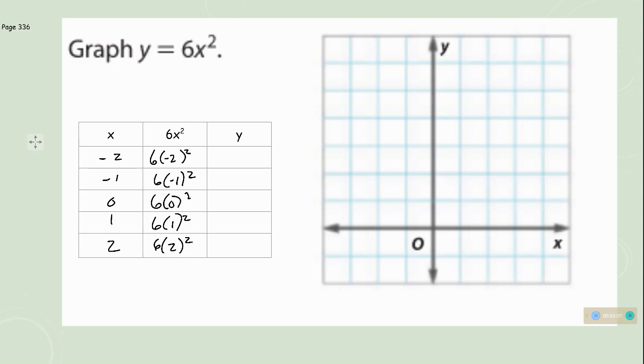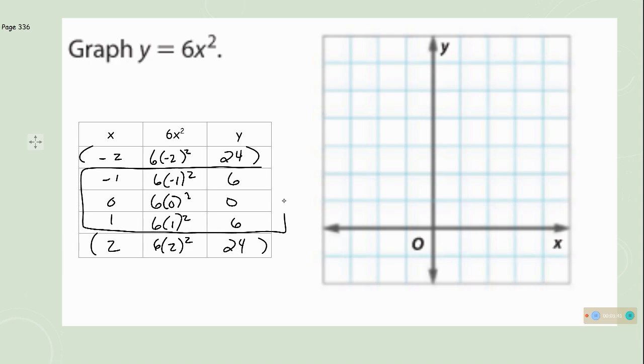Negative 2 squared, that's negative 2 times negative 2. That's positive 4. 6 times 4 is 24. This is also going to be 24. 1 squared is 1 times 6 is 6, and negative 1 squared is also 1 times 6 is 6. And anything times 0 is 0. So now you can graph these. The 24 is going to be hard to graph because it's not going to fit on our graph. So we are going to focus on graphing these 3 points to draw our parabola.